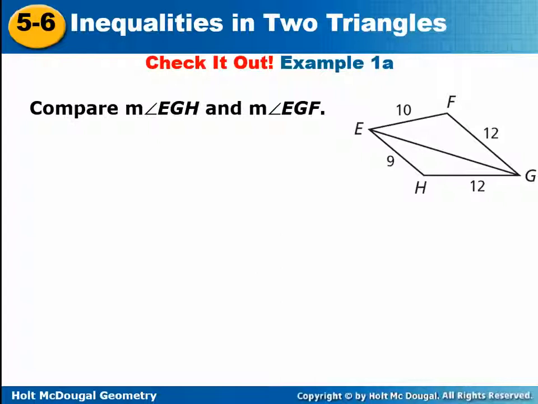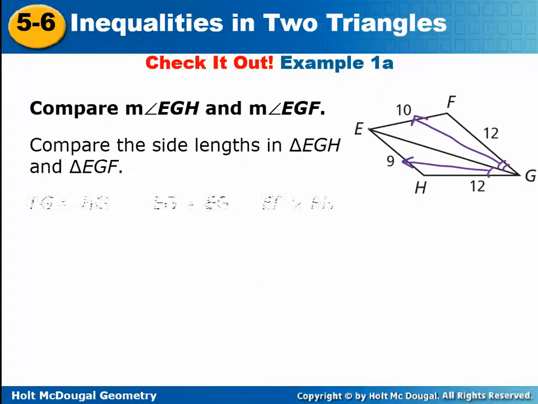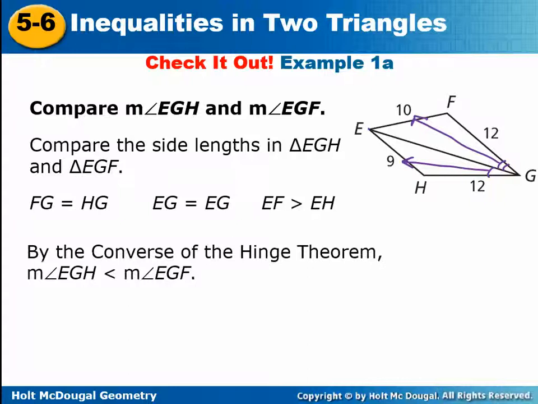This is just another kind of simple example. Compare the measure of EGH, this angle, with the measure of EGF, this angle down here. So we look at the sides opposite. This one's 9, this one's 10. So then you know that the measure of angle EGH is less than the measure of angle EGF.